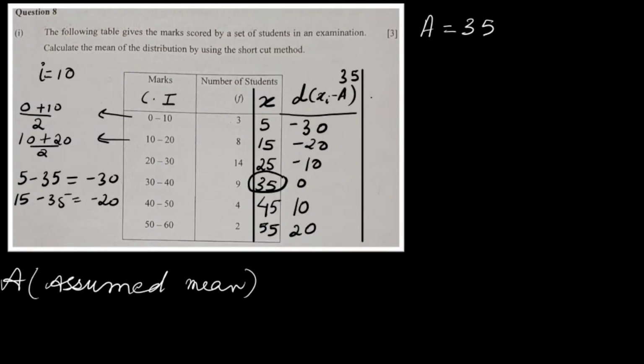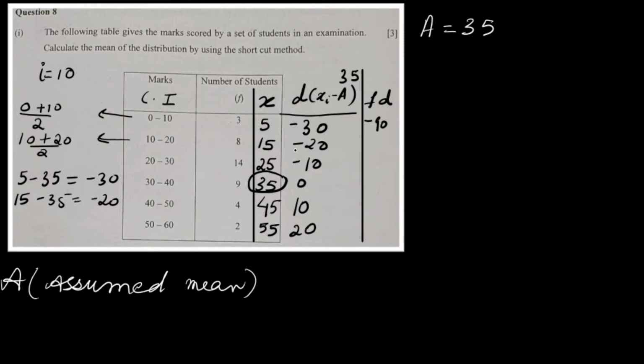Now we have to find fd. fd means the product of frequency and deviation. fd is the product of frequency and deviation. So frequency is 3. 3 into minus 30 is minus 90.